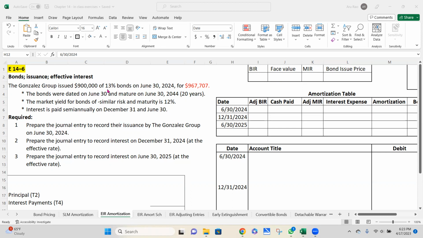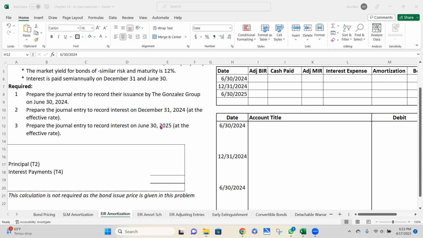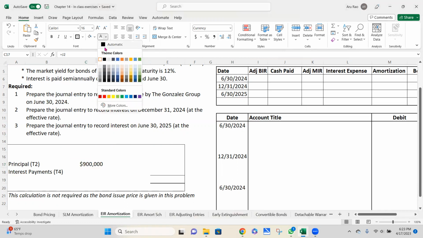They pay 12%. We are paying 13, which means we should issue it at a premium, which is what is the number that you see over here. Interest is payable semi-annually on December 31st and June 30th. So before we go through all the journal entries and various calculations, let's first confirm that this bond issue price makes sense to us over here.